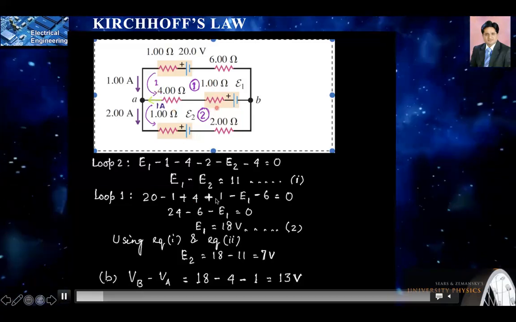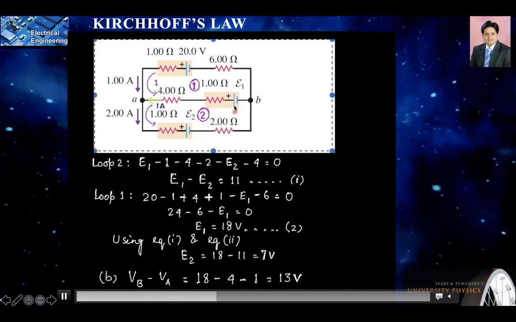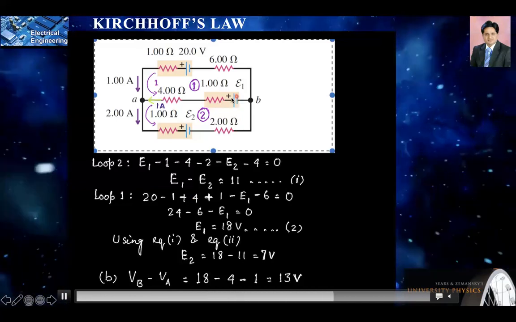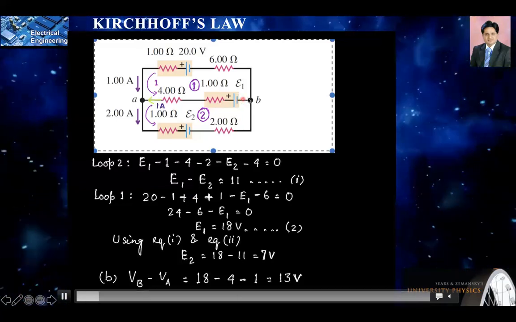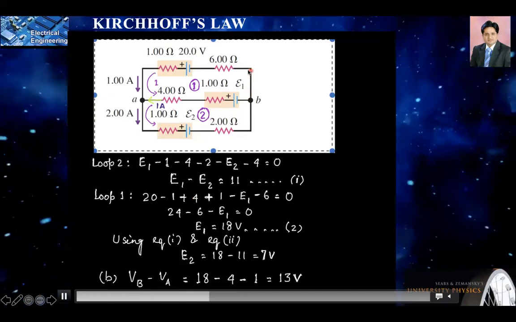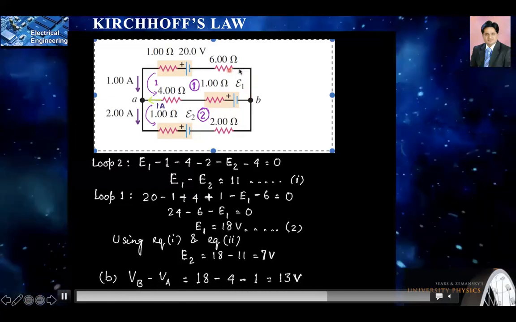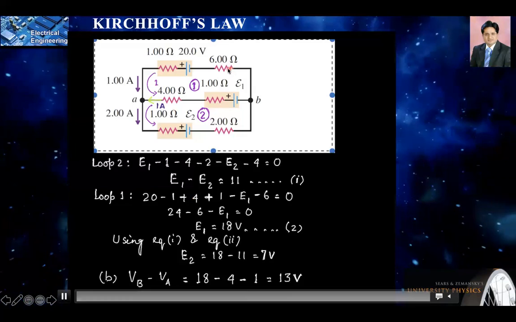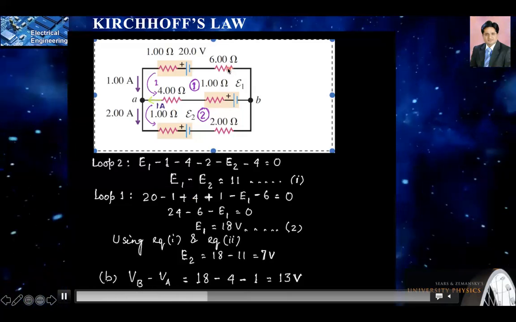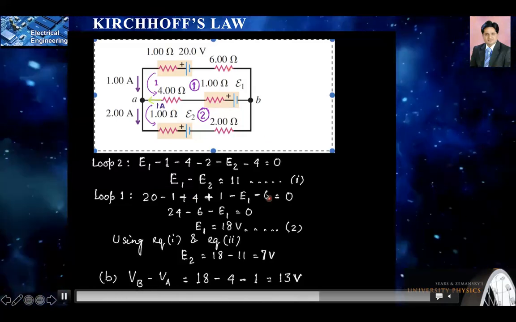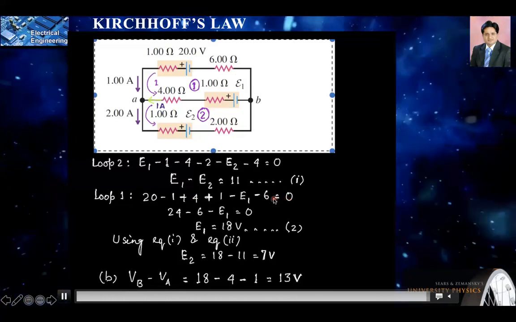Again, 1 times 1, positive 1, minus E1, because you're going from positive to negative. And then here, you have the current of 1 ampere flowing, and 1 times 6. So there is a voltage drop, and that would be -6. So you have your second equation now.